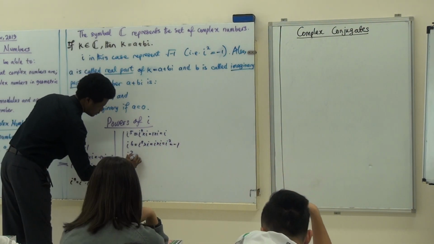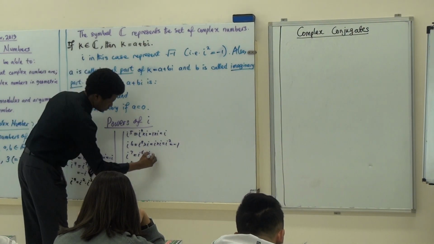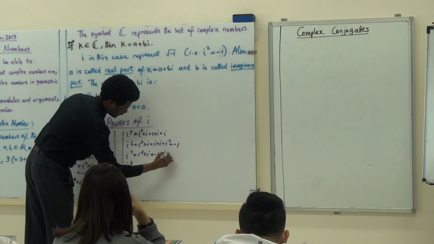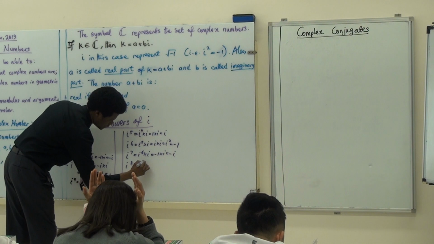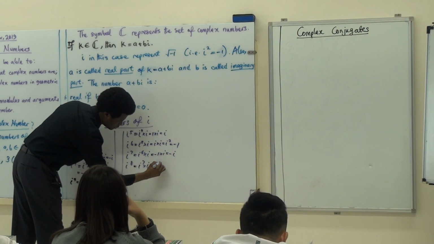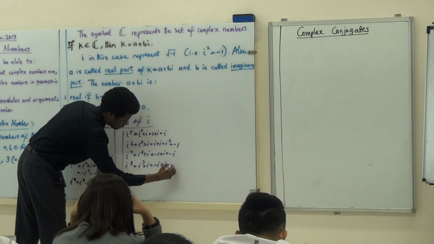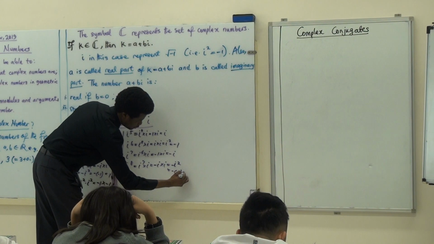What about 7? Can do i to the 6 times i, right? Yes, which is minus 1 times i, minus i, yes? And 8, i to the 7 times i, what's i to the 7? Negative i, and you get negative i squared, which is negative negative 1, which is 1.